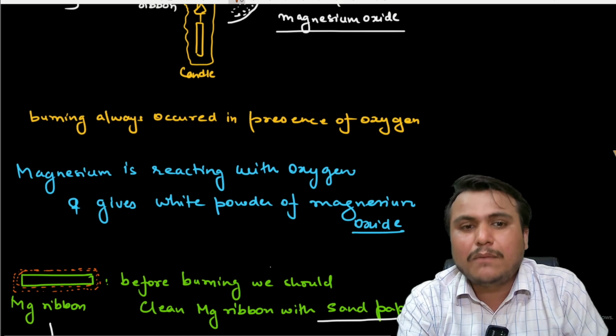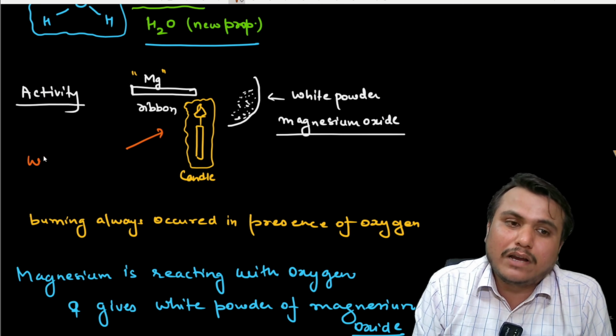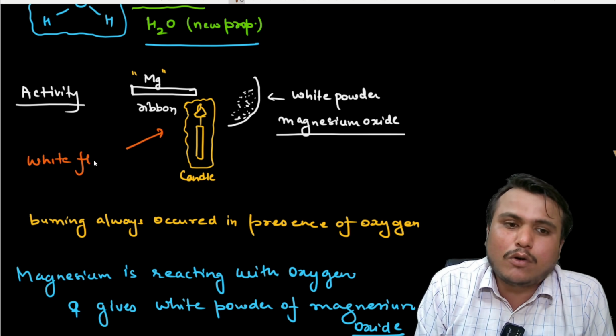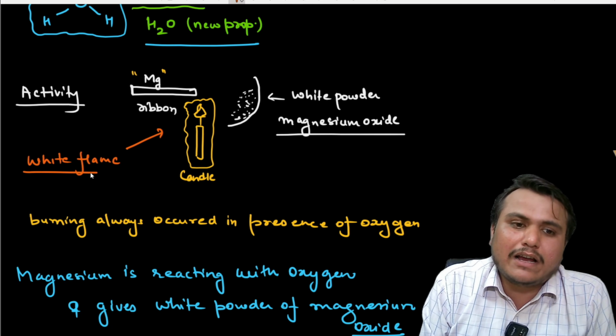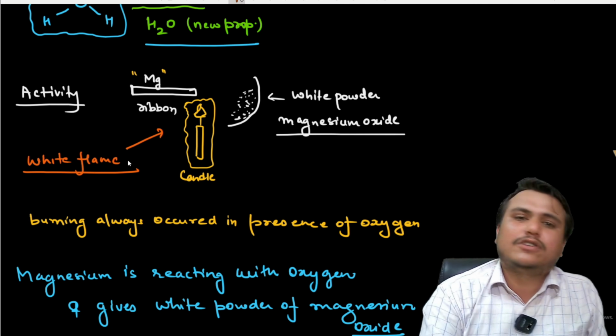So we need to clean it so pure magnesium can come up and start reacting with oxygen, or it can burn properly. And again, see, it burns with a white flame. Always remember, it burns with a white flame. We all think, okay, whenever there is a fire, a yellow flame will be seen. No, it burns with a white flame and a white powder is produced, that is known as magnesium oxide.